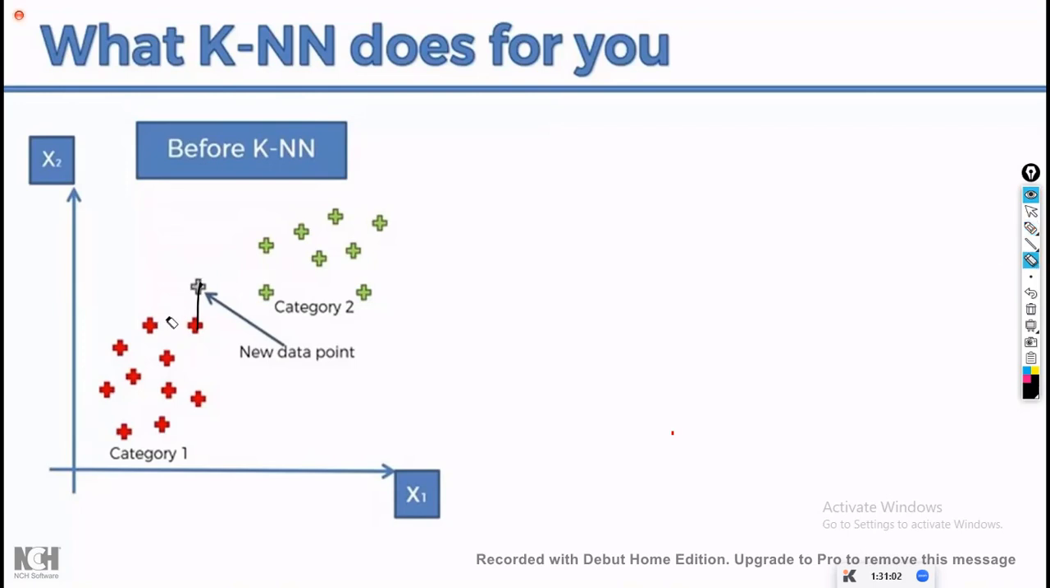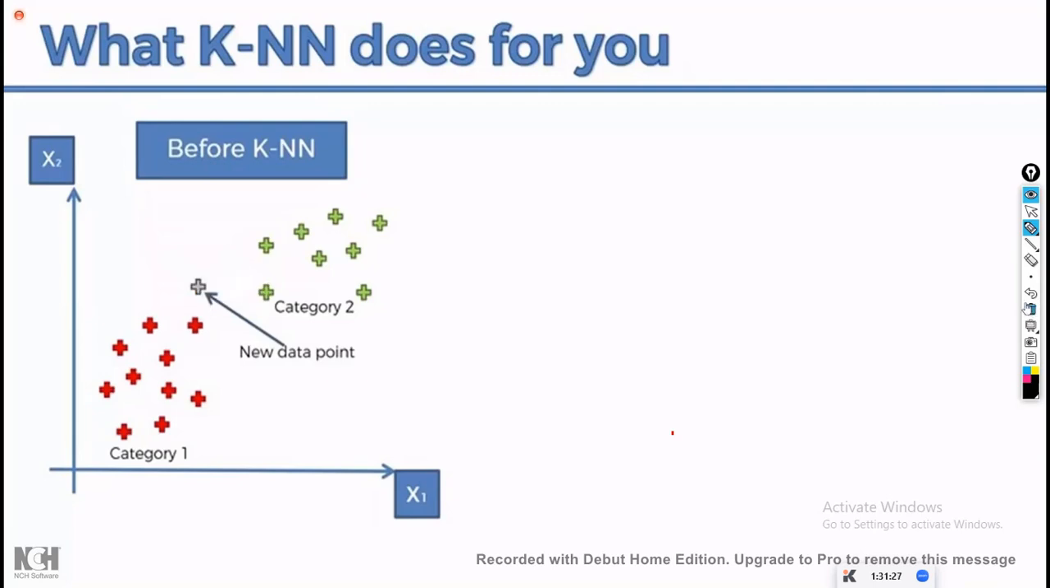Now, for example, it has identified 1 red and 1 green. How is it going to choose? If it is 1 red and 1 green, it will identify the distance to the red and the distance to the green. Out of these 2, whichever is lower, it is going to assign that category. If both of them are the same, the second priority goes to the distance.